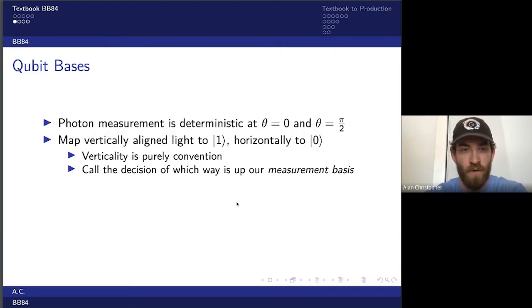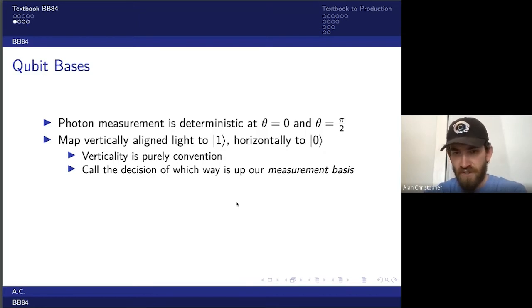So what we're going to do is we're going to map vertically aligned light to a 1. And if it's horizontal, we're going to call that a 0. And an important thing to note here is that which way is up is purely a matter of convention. We mentioned earlier that you can perfectly well rotate around the E wave and create valid light polarized in any direction. And similarly, you can rotate your polarizers.